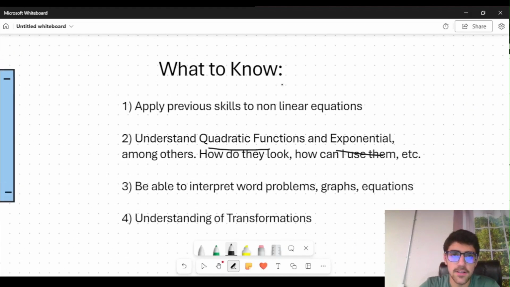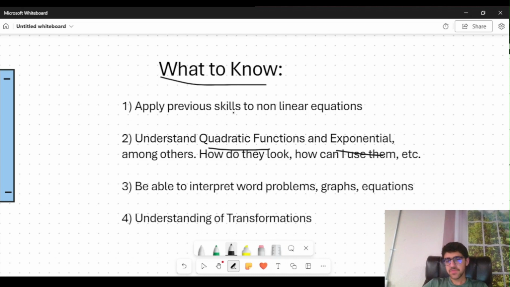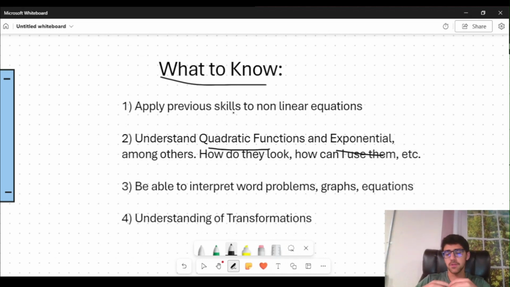So let's just start. What do you need to know? Like I said, just apply your previous skills to nonlinear equations. Mostly it's going to be quadratic and exponential functions, where you will need to know them in depth. You don't strictly need to, since you could always just use Desmos, but it helps to know how to read their equations, which will help a lot. How do they look? How can I use them, etc.